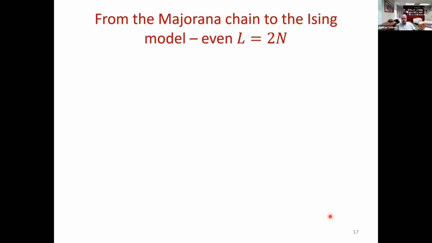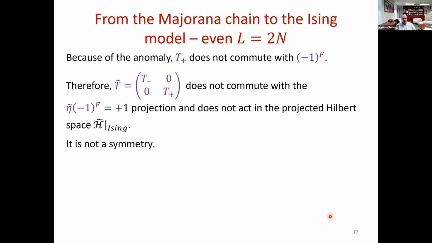Now let's discuss the symmetries of these 2 problems, either the Ising model or the twisted Ising model, in more detail, and express them in terms of the fermionic problem we discussed earlier. Because of the anomaly, T plus does not commute with (-1)^F. This is a point I emphasized earlier. Lattice translation with periodic boundary conditions does not commute with (-1)^F. With anti-periodic boundary conditions, it does commute with (-1)^F. And because of that fact, T plus does not commute with the projection we perform. We perform the projection on (-1)^F, and therefore T plus is not a good symmetry.